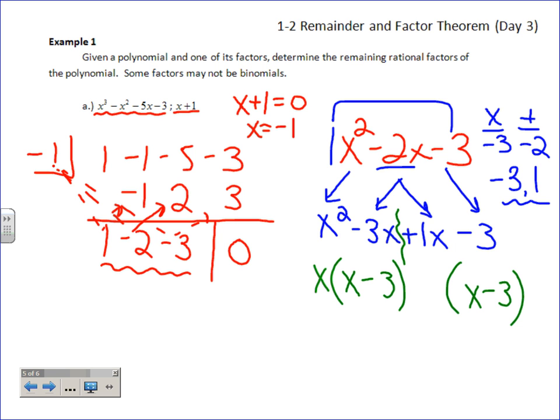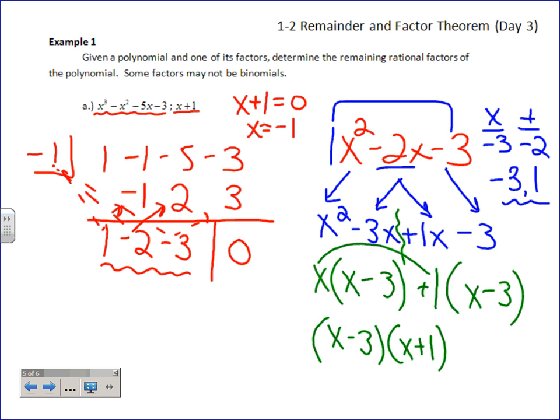So that's what I need to get over there. And can I get it? I can, but I still have to take something out. And the only thing I can take out and still get x minus 3 is a positive 1, correct? And so one of my factors is the one that matches x minus 3. The other factor is x plus 1.